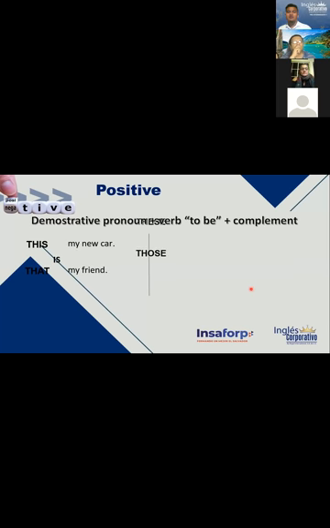Here we have the two forms, singular and plural. In singular, we have, this is my new car. That is my friend. When we have the plural form, the positive sentences, we have, these are my earrings. Those are my classroom materials. Okay? So remember, this is the formula, or the pattern, that you will need to follow in order to make simple positive sentences, grammatically correct.